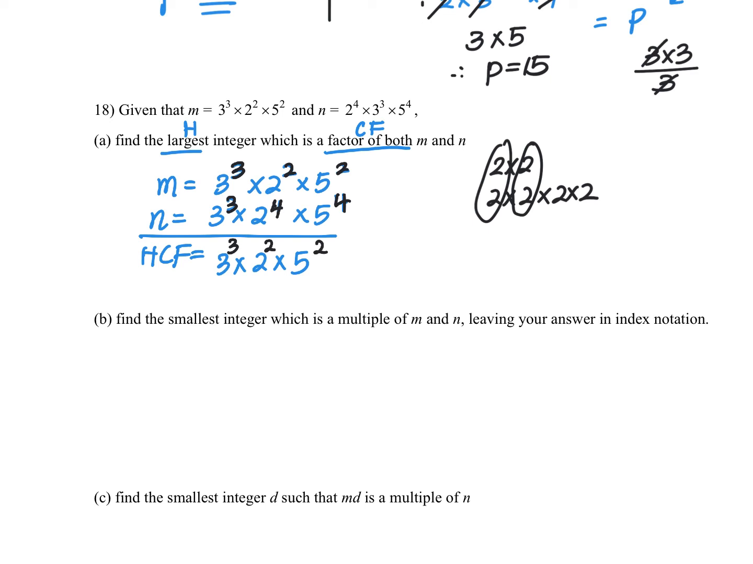Okay, read out for the question. The question did not say leave your answer in index notation. So hence, I do not have a choice. I have to calculate out what this number is, find the value of it. And it gives me the number 2700. Right?